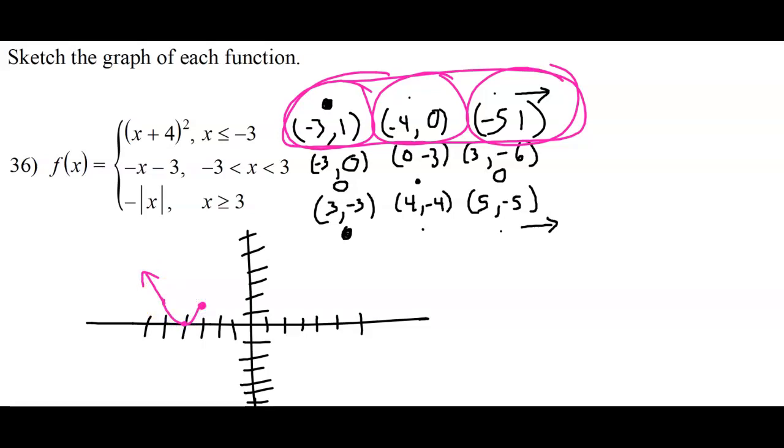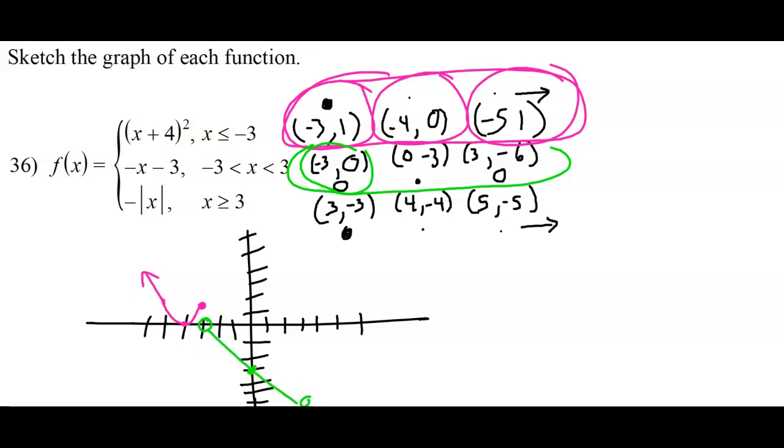All right. Let's go ahead and do the middle piece now. For the middle piece, we're going to have an open dot at -3, 0. We're going to have a closed dot at 0, -3. And then we're going to have an open dot at 3, -6. And in this case, there are no arrows, so we'll just connect everything with a line.